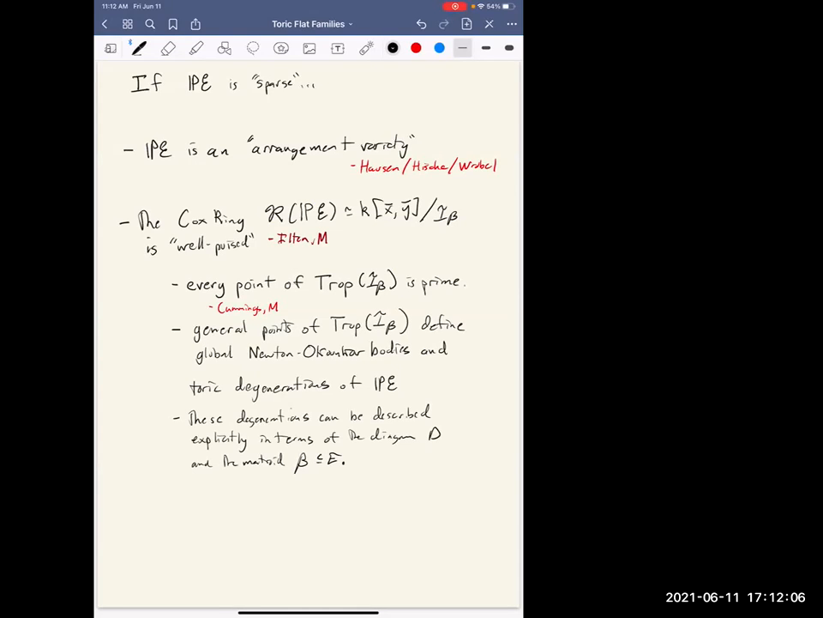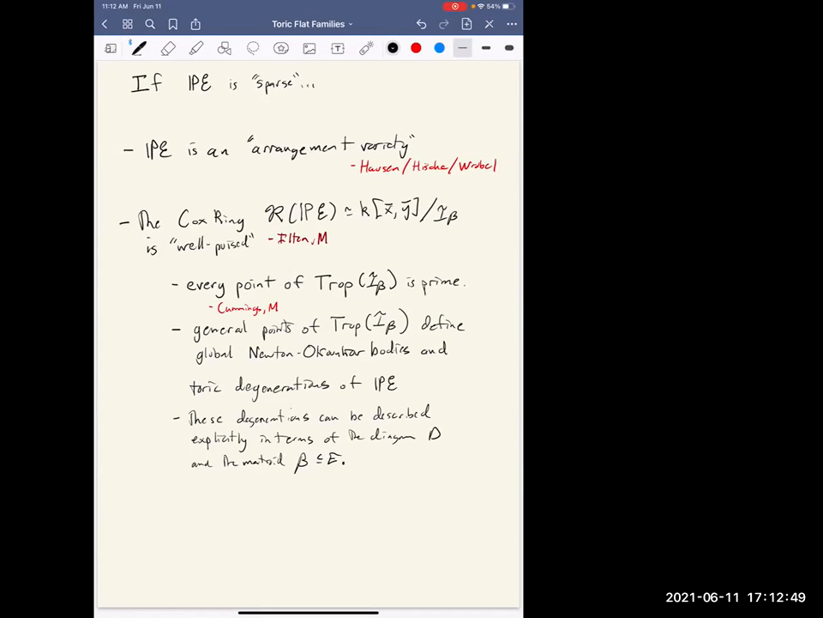If we have a sparse projectivized toric vector bundle, then it ends up always being something called an arrangement variety. This is probably something that experts have known for a while. Arrangement varieties are nice generalizations of toric varieties that have been studied by Hausen, Hische, and Robel. And one can show that the Cox ring that you get from these varieties has a property called well poised, which was defined by myself and Nathan Ilten a while back. What that means is that every point on the tropicalization of this special ideal that I discussed earlier is prime.